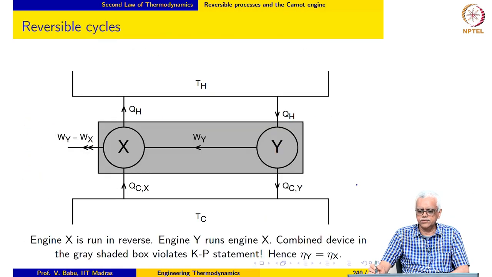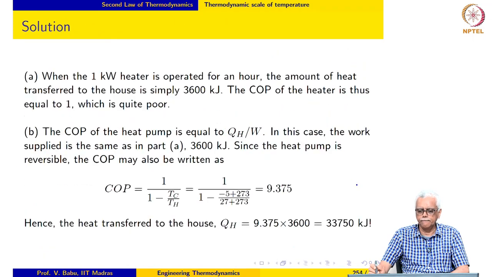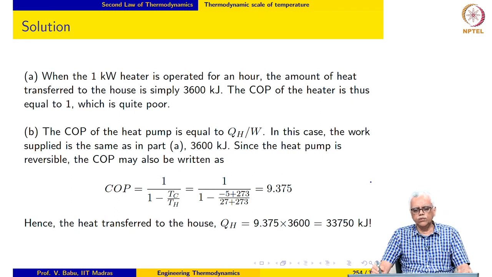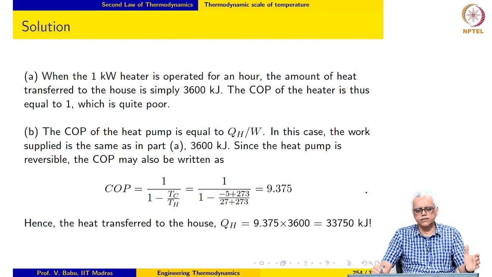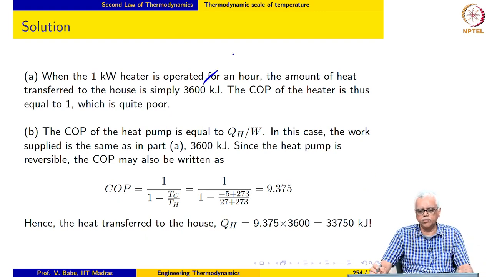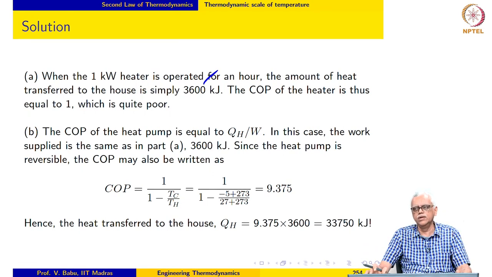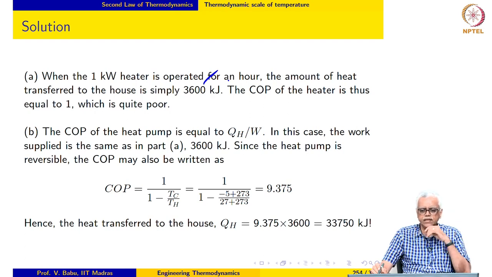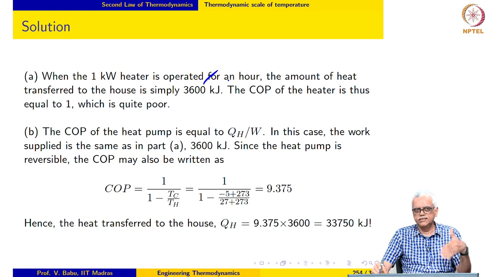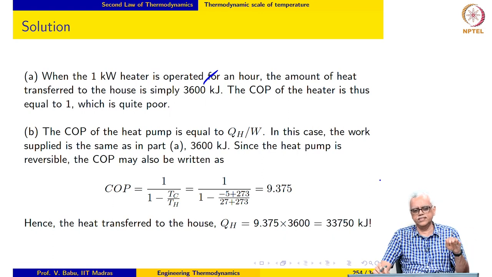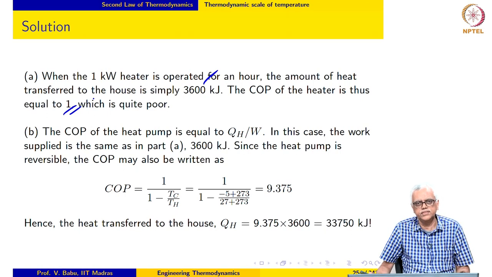Now when the 1 kilowatt heater is operated for an hour, it is being supplied with a power of 1 kilowatt. So, the energy that is supplied is simply 3600 kilojoules. That is transferred to resistive heating and that is the amount of heat that will be available in the room under ideal circumstances. So, the COP of the heater, which is effect sought divided by input effort, is 3600 kilojoules, because we are operating for 1 hour, and the amount of heat that we are putting in the house is also 3600. So, the COP of the space heater is 1, which is actually quite poor.